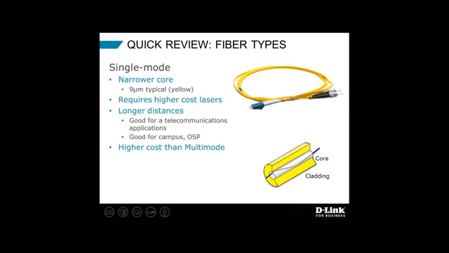So now this slide is showing single mode fiber, typically going to be yellow. If you see a yellow piece of fiber, in all likelihood it's single mode. Single mode has a narrower core. It's 9 micrometers, but it requires higher cost lasers to transmit that optical signal down the fiber. Subsequently, it's better for longer distances. And phone companies, cable companies are going to use single mode fiber to go those distances.